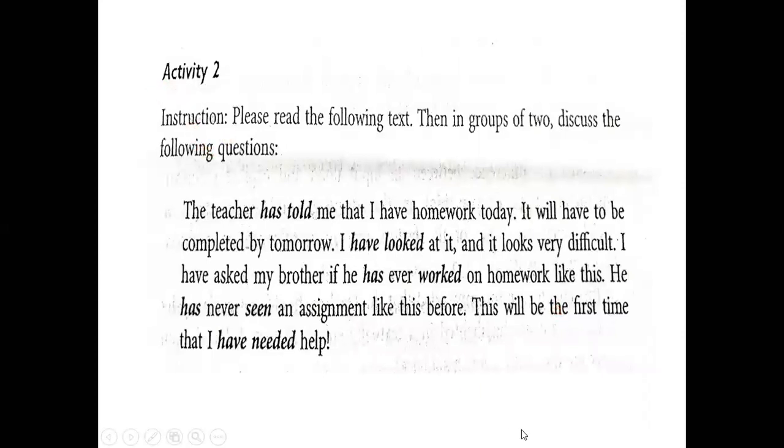Activity 2, everyone. Can you now please read activity 2 together? Please read the following text, then in groups of 2, discuss the following questions. The teacher has told me that I have homework today, so they boldface has told.